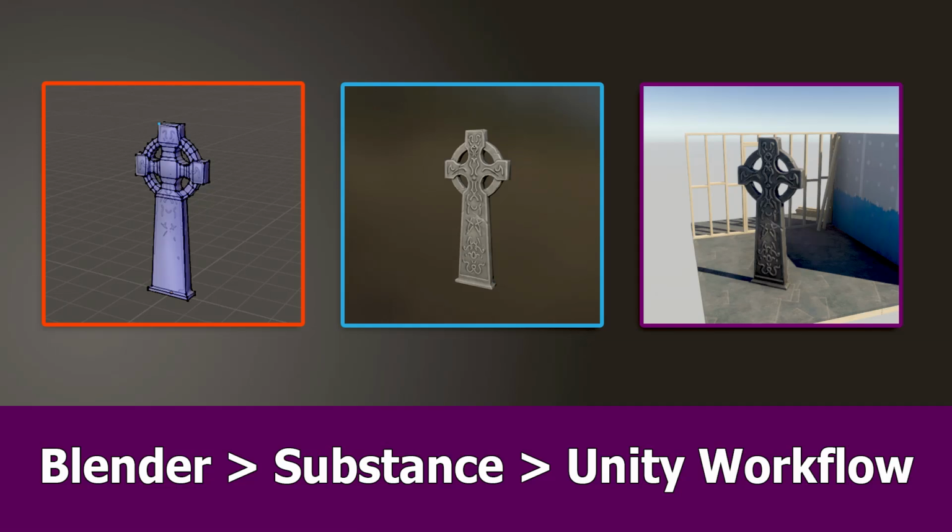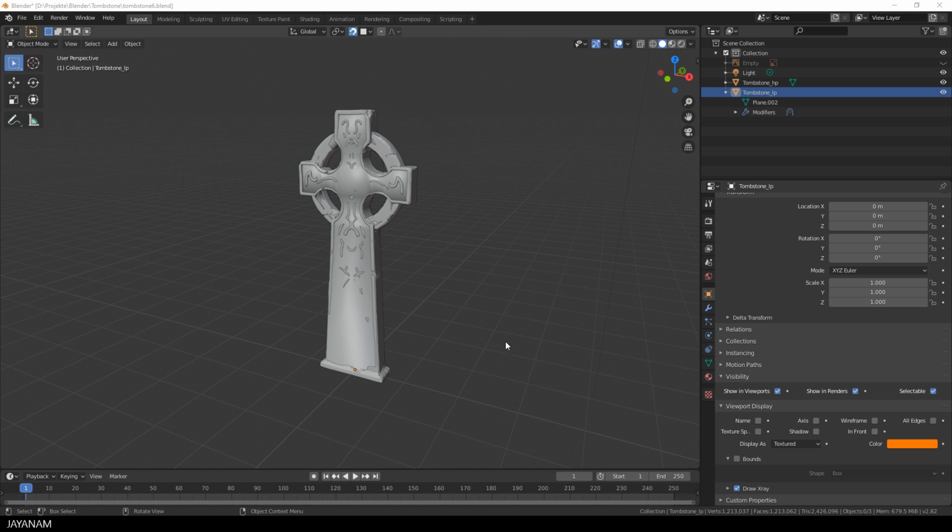Hi, this is Jayanam with a video to show you my workflow for creating a game asset. I create it with Blender, then bring it into Substance Painter and finally import it into Unity. So let's start here with Blender 2.8.